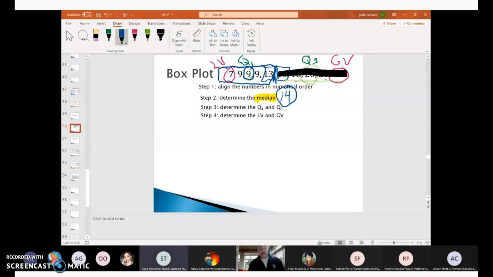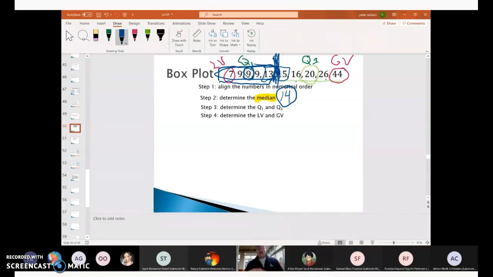Yes, sir. So, like, how do you know to start counting from 13? Because 13 and 14 are my middle numbers. So basically, this was my median, so I look to the left side of the median. So these are my 5 numbers. So what's in the middle? You have 5 numbers, so that means 2 on each side, so that means 9 is in the middle. Oh, got it, sir. Cool.